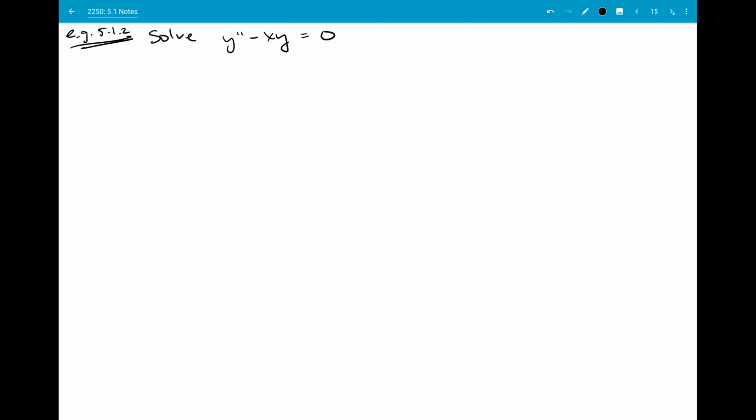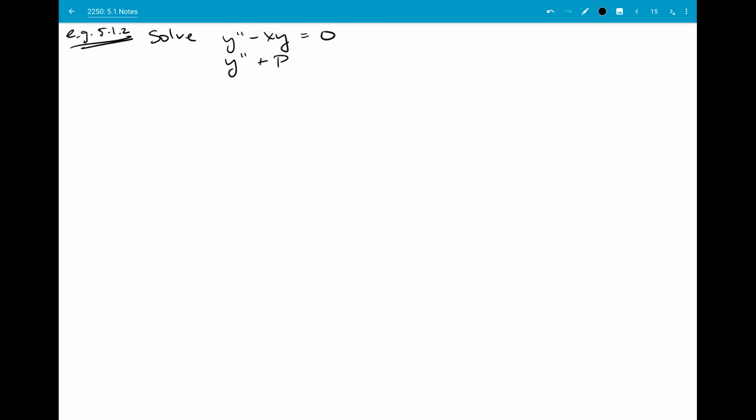So let's get started on our first example. We're going to be solving y double prime minus xy equal to 0. This is going to be a really long one, so you could go ahead and think for now how you would solve that after other sections in class. But we're going to apply our new series solution.